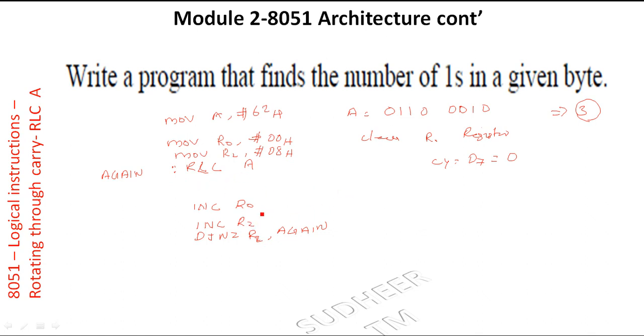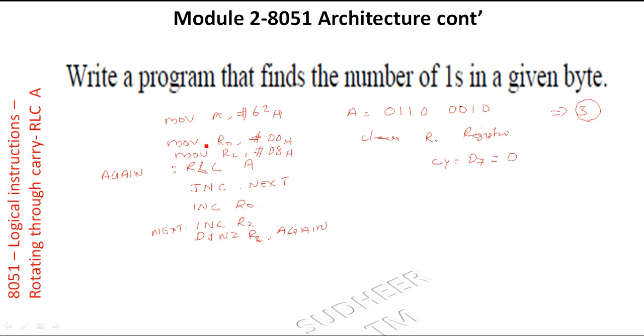Now at what time do we need to increase the content of R0? After executing the RLCA, if the carry flag is 1, we need to increase, otherwise we need to skip. So here, jump on no carry, JNC, to next. In that case we will skip this operation. Here we provide the same logic we used before. Now the operation is completed.